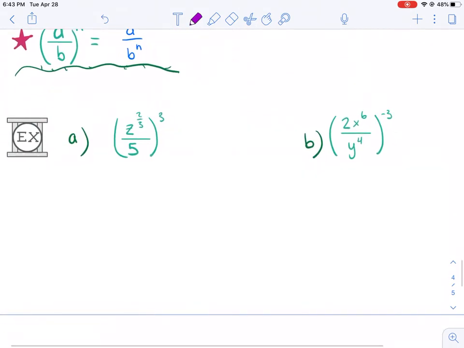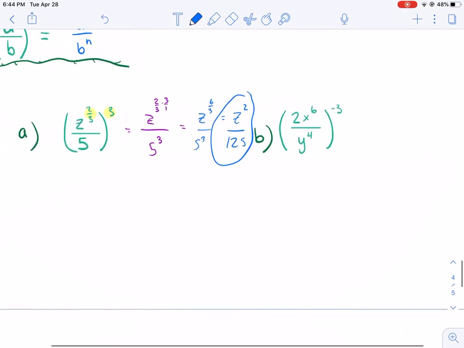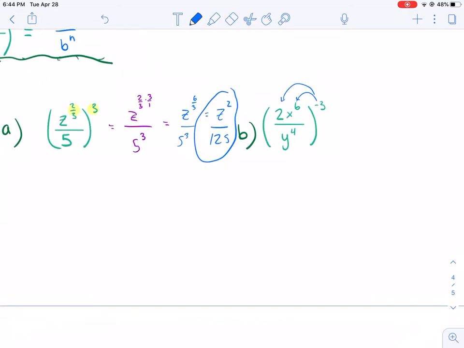Last but not least, we have these two examples. So we're going to first raise power to a power for both of these. That's what I like to do. So I have z to the 2 over 3, and I multiply by 3 over 1 over 5 to the 3rd power. So I multiply these exponents together. I get z to the 6 over 3, or z squared, over 5 cubed, which is also over 125. That's my first answer. And over here, I'm going to raise everything to the -3 power. So I get 2 to the negative 3 times x to the, power times power, multiply, negative 18, over another power times power. I get 4 times negative 3 is negative 12.